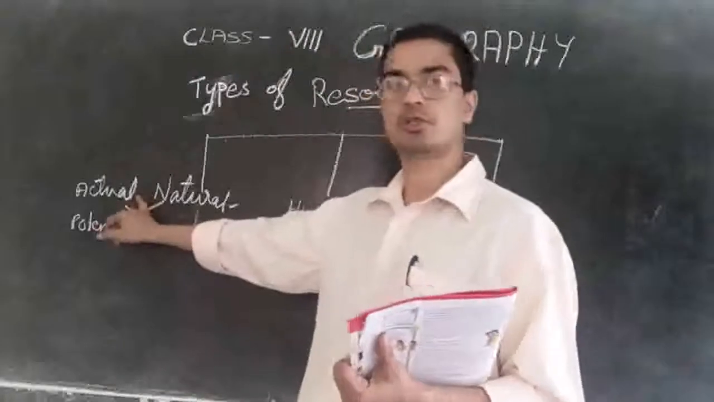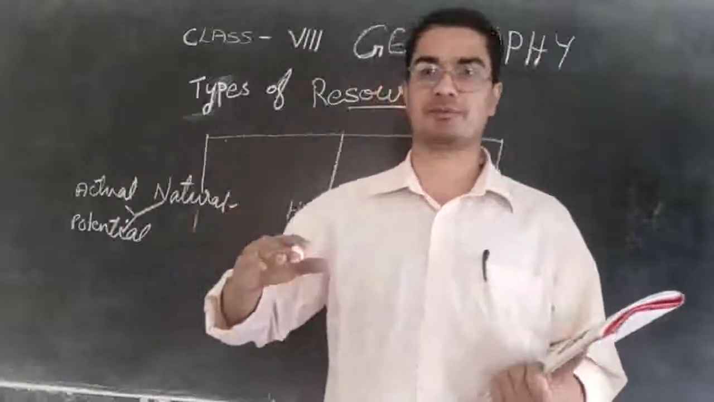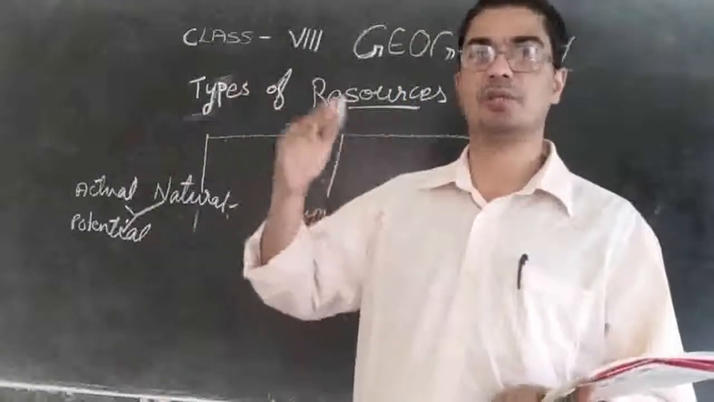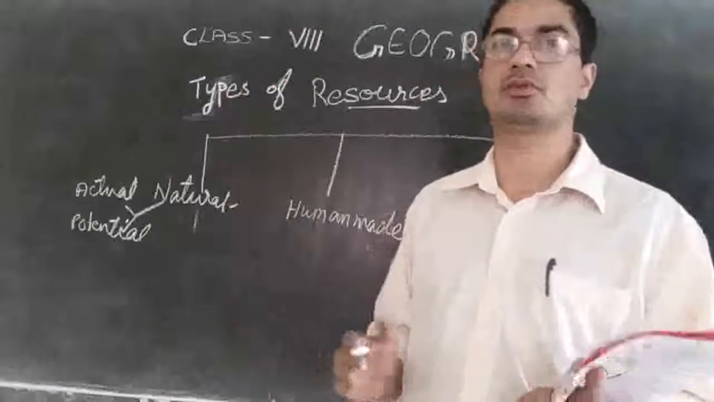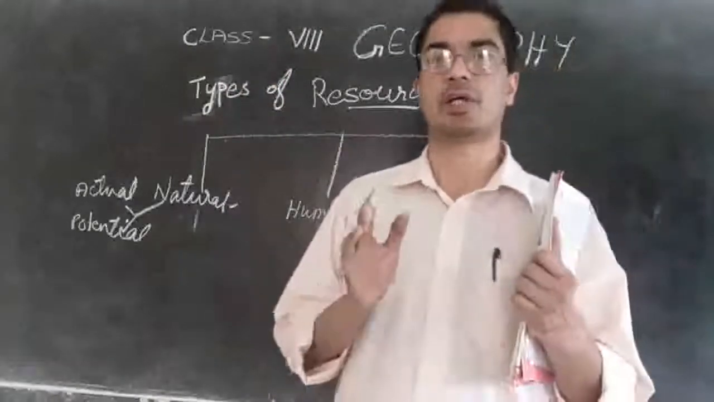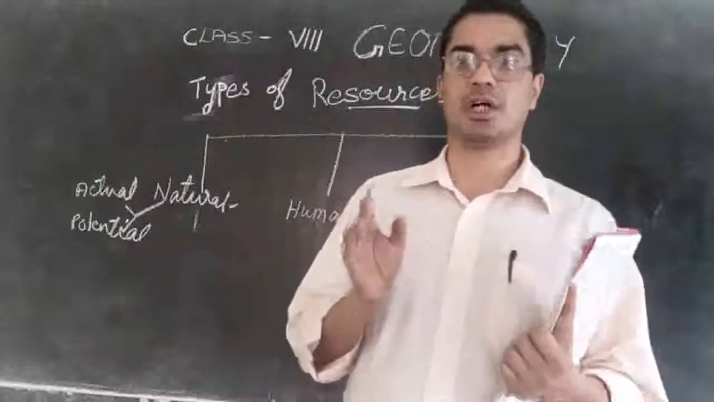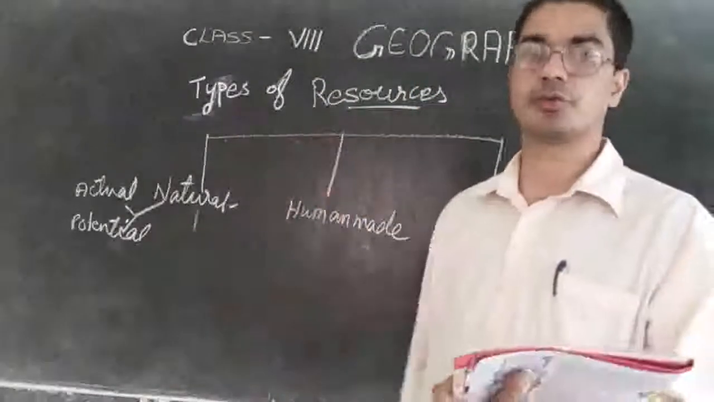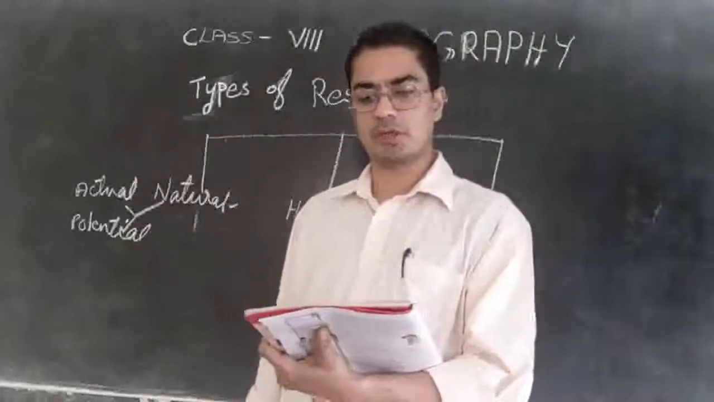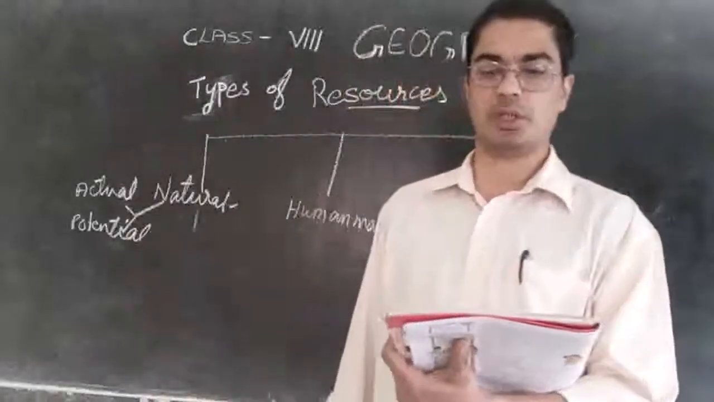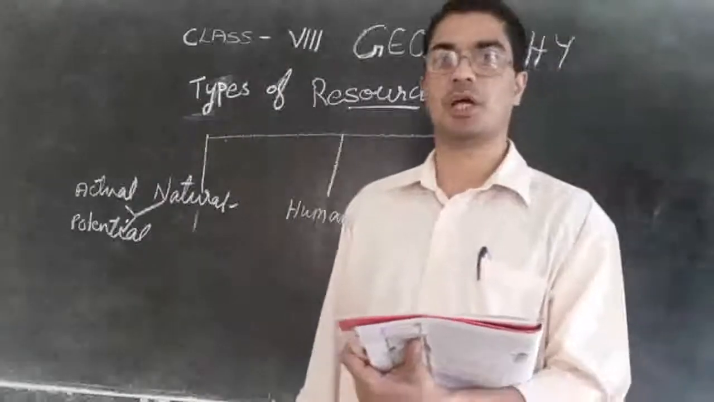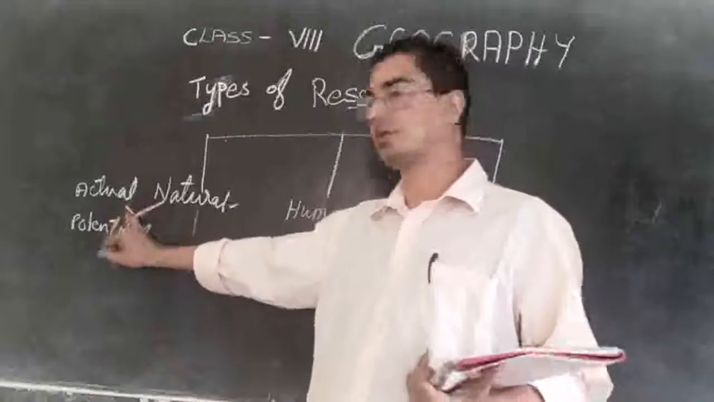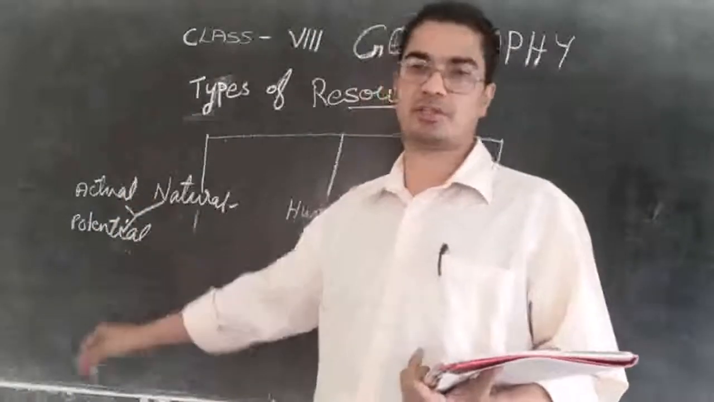Actual resources we are using at present, but potential resources we are not using at present. They will be kept for future use. So long as we have not identified how much quantity is available there, we have not started using it. We will start using it in the future. These resources could be used in the future. So at present we are using actual resources, and when these actual resources are over, we will start using potential resources.